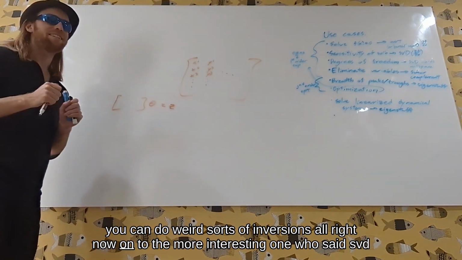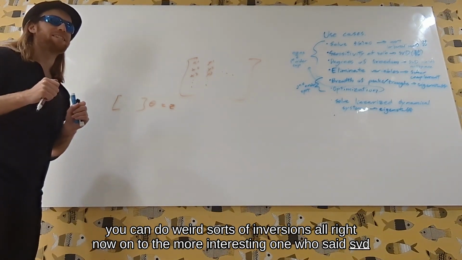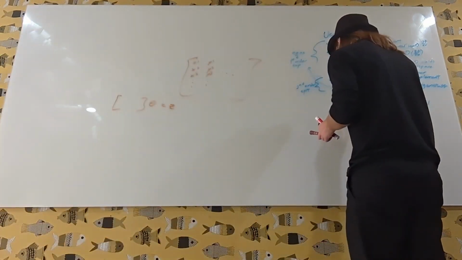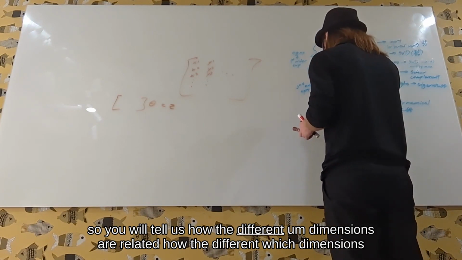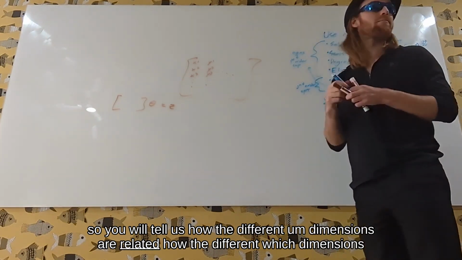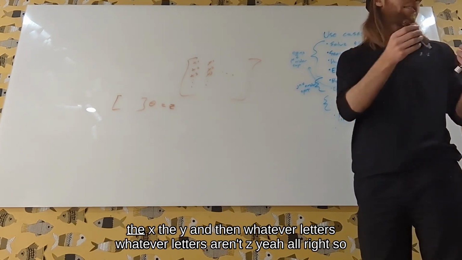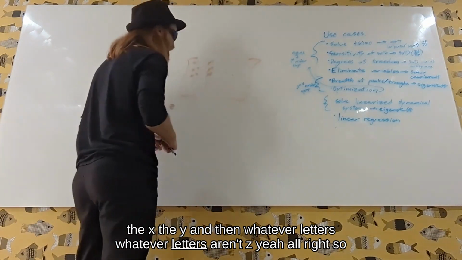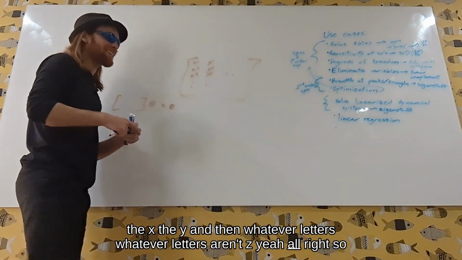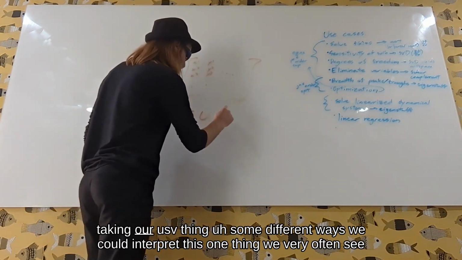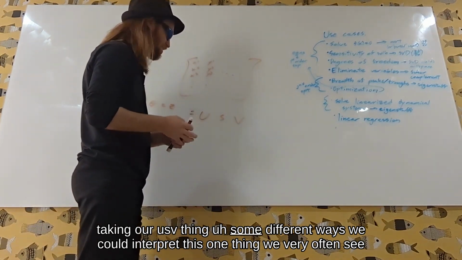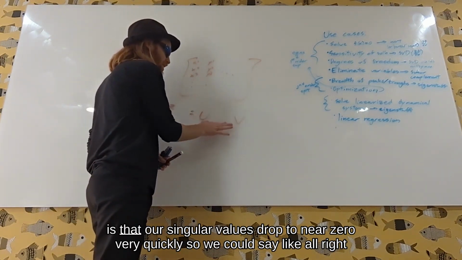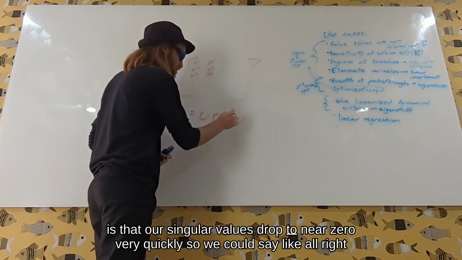All right, now on to the more interesting one. Who said SVD? Good. What will an SVD tell us here? Let me first write a linear regression. SVD will tell us how the different data dimensions are related. Which dimensions? The x, the y, and then whatever letters aren't Z. Yeah. Good. All right. So taking our SVD, there are some different ways we could interpret this. One thing we very often see is that our singular values drop to near zero very quickly.